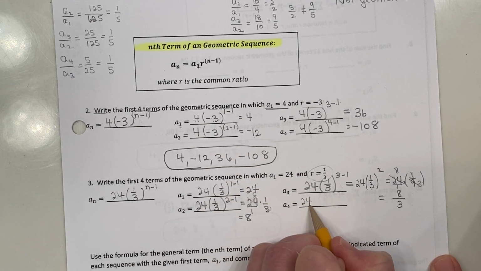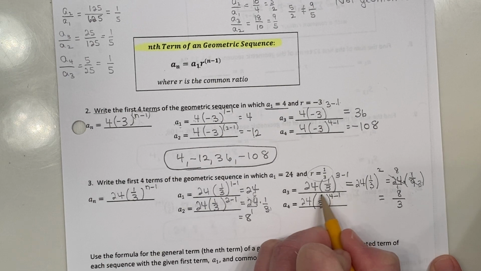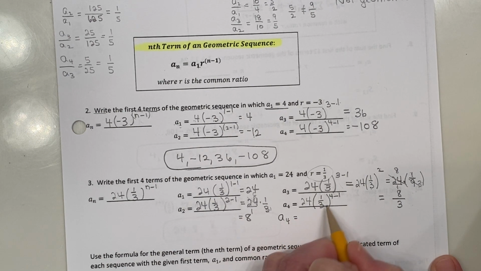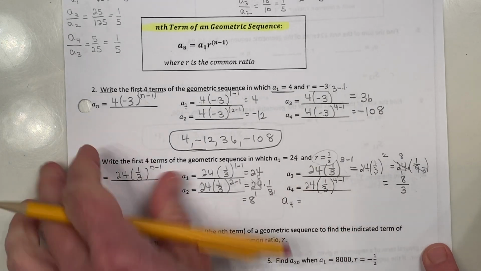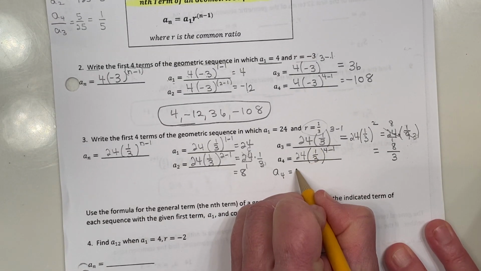So the fourth term is 24 times 1/3 raised to the third power. So you're multiplying by 1/3. All right, calculator, no problem. Take 1/3 in parentheses, raise it to the third, go back and multiply by 24, and you're going to get a decimal. If you want a fraction, then we're going to have to do the power first by hand.